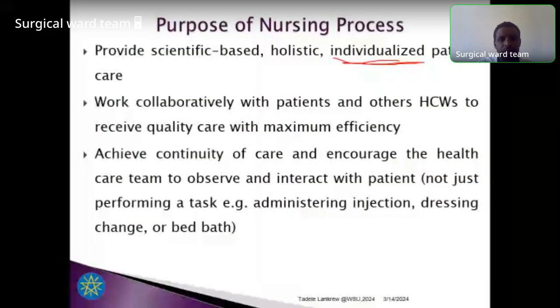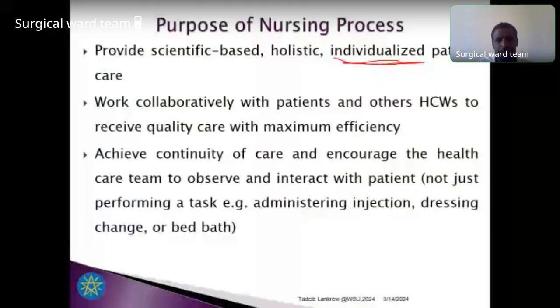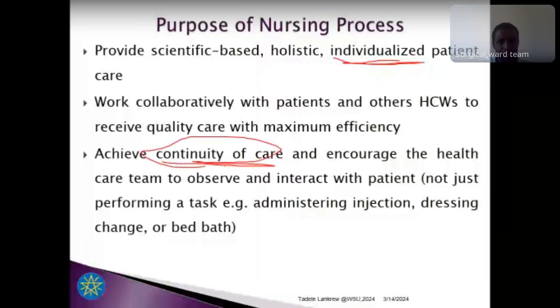Work collaboratively with patients and other healthcare workers to receive quality care with maximum efficiency of the care, and achieve continuity of care, and encourage the healthcare teams to observe and interact with patients. Continuity of care.